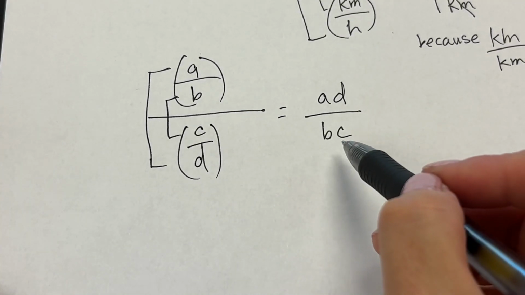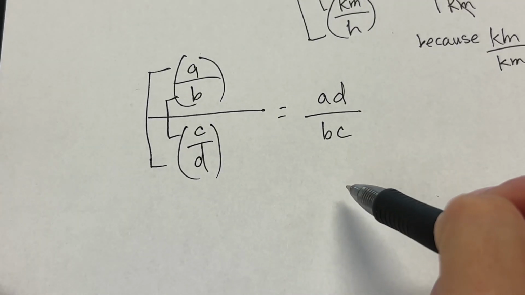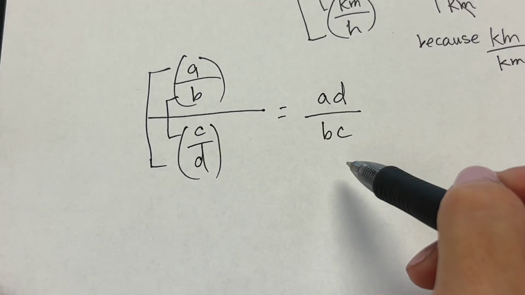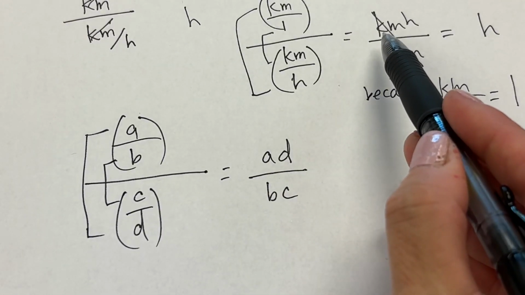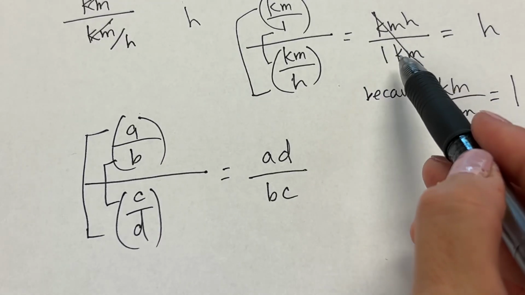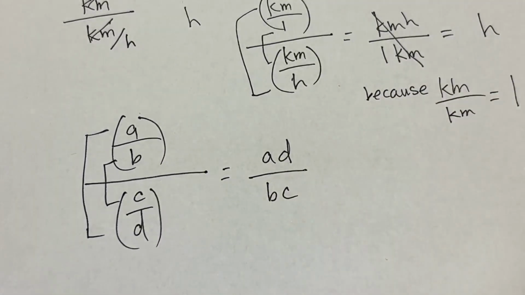Notice here that nothing cancels out because D and B are different variables and A and C are different variables. So just keep them separate like this. However, you can always simplify if you have units that are the same, because a unit divided by the same unit equals 1, and you can eliminate that unit, okay?